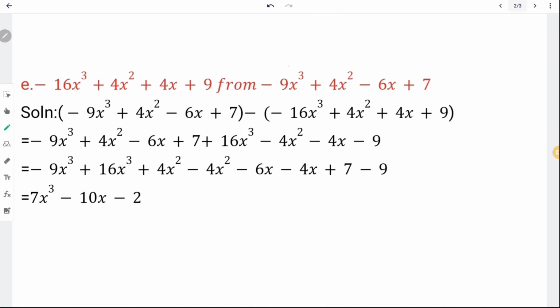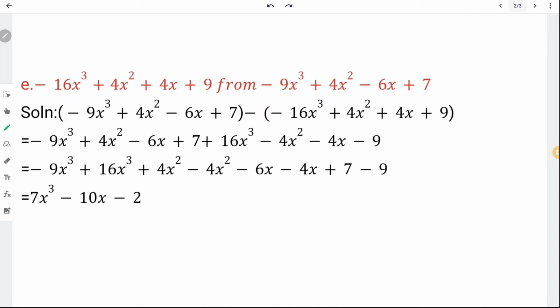All right, same thing again. Because the word from is there, we'll write down this first. Okay, so you can already see here, that's what I've written here. This minus is there because of the question, and then we'll write down all this again, right, under the bracket. So if you look, it's already under the bracket. Next, we'll remove the bracket, so nothing happens to the first. Okay, minus 9x cubed plus 4x squared minus 6x plus 7.